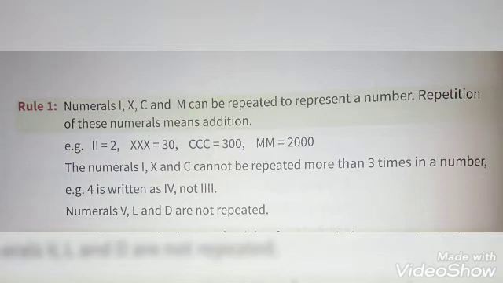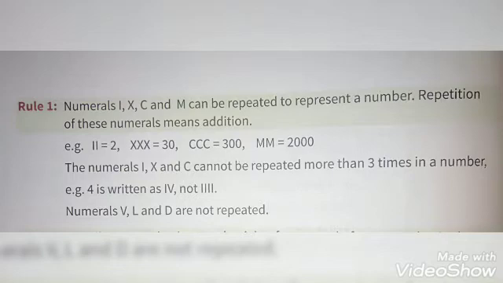Numerals I, X, C and M can be repeated to represent a number. Repetition of these numerals means addition. Now remember, only I, X, C and M can be repeated. Other than these 4 symbols, no other symbol can be repeated one after another. And repetition of the number means addition.